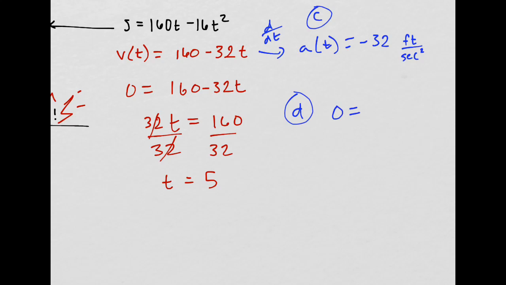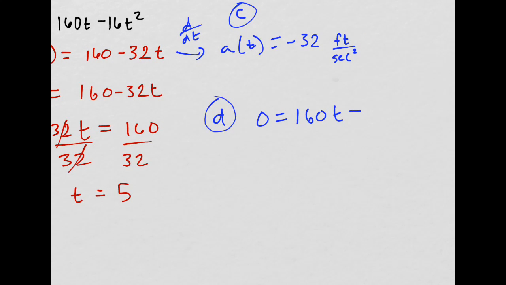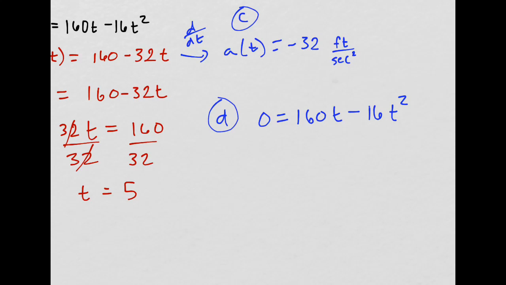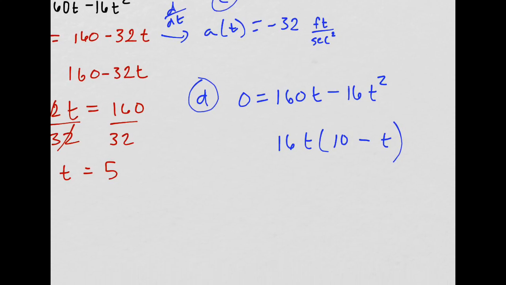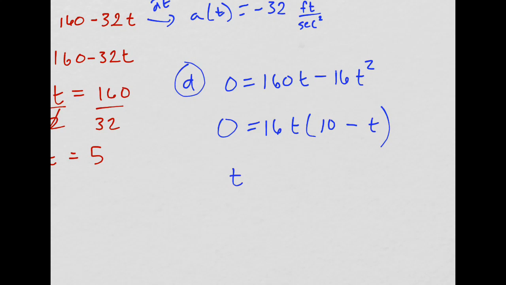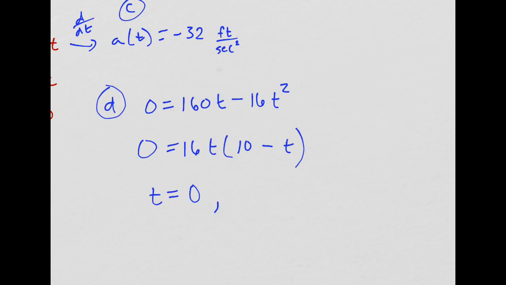So 0 equals 160t minus 16t squared. Okay, well, I can just factor out a 16t, right? This would be 10 minus t, so equals 0. So one of the times is t equals 0, because if I set that equal to 0, then I get t equals 0. All right, we already knew that. And then the other time is at 10 seconds, it looks like, right? Because I could say 10 minus t equals 0, add the t over, and I get t equals 10 seconds. So these are both in seconds.